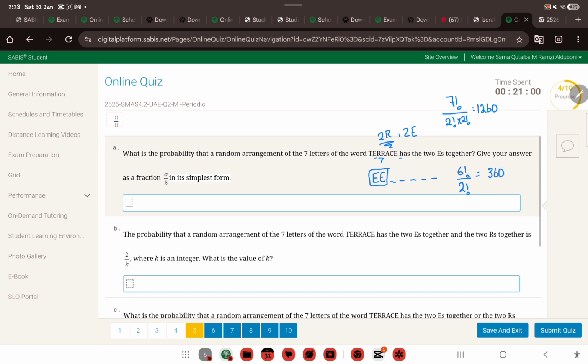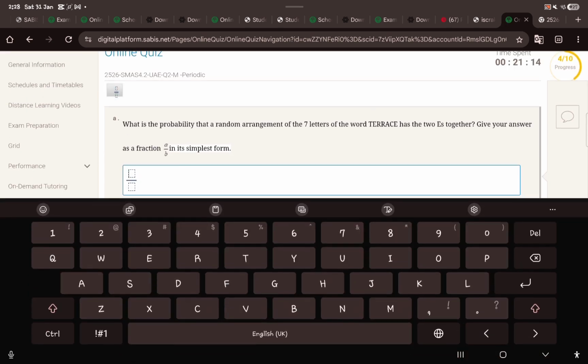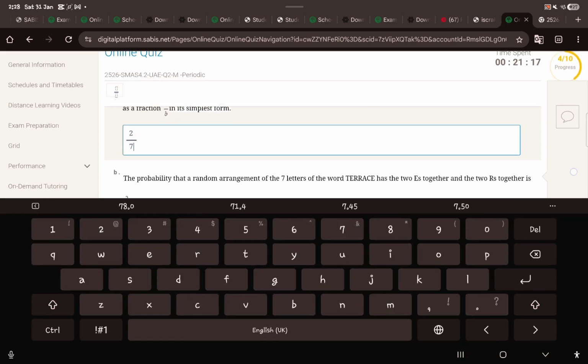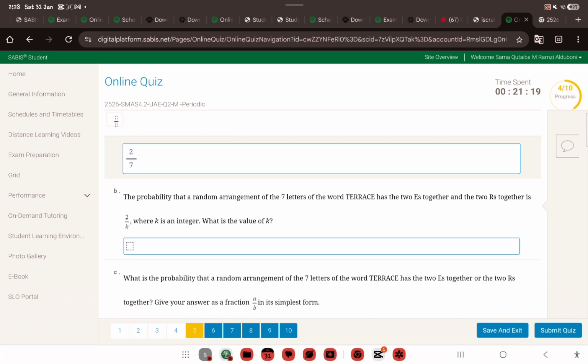And to get the probability, we need to divide 360 by the total number of arrangements, which is 1260, in which we get 2 over 7. So the first one is 2 over 7. So the total is 1260.